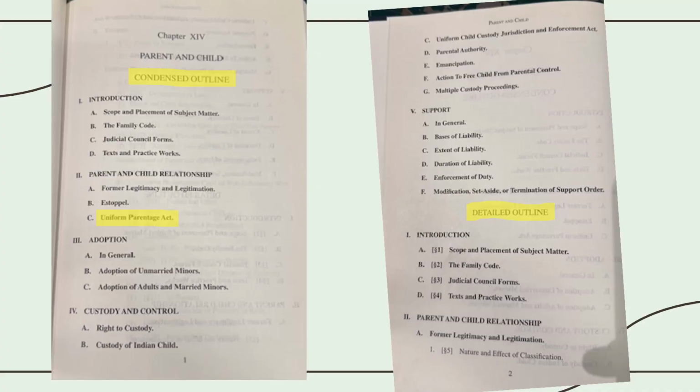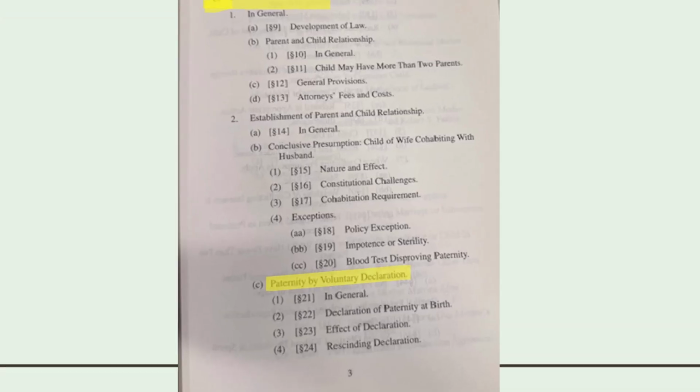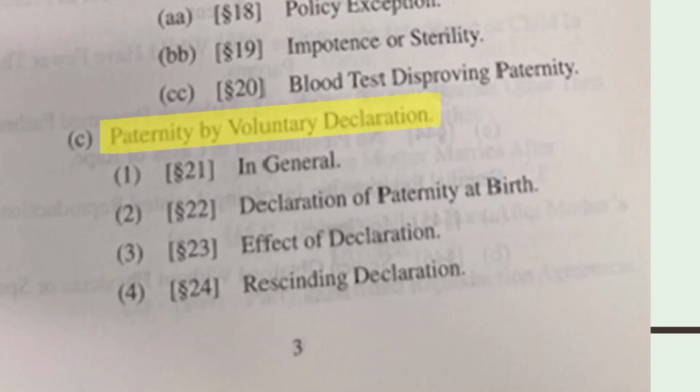A and B don't really appear to be what we're interested in, so it's probably under Uniform Parentage Act. So I'm going to look for the second part of the chapter in the section on Uniform Parentage Act. The detailed outline then begins on the right-hand side of this slide. Part 2 starts down at the beginning, but subpart C is further on, so I'm going to turn there. And now I'm going to run my finger down the table of contents under Uniform Parentage Act until I come to subpart 2C, which is paternity by voluntary declaration, which is exactly what I'm looking for.